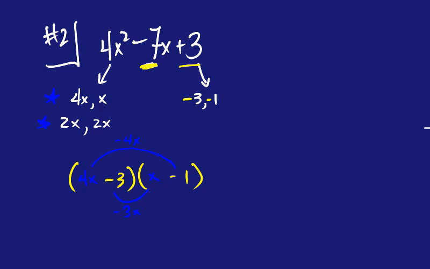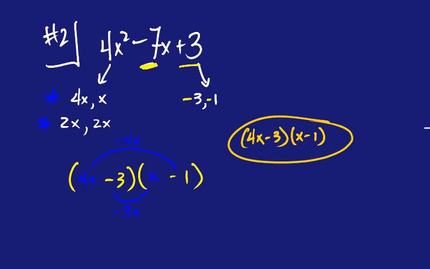Sometimes you'll get the right one, or sometimes you'll just have to keep trying and trying until you get the right one. And so the way we would write our answer, maybe not with all that mess in the way, we would just make sure that everybody knew that the answer was 4x minus 3 and x minus 1. And that's what we would go with. Okay, so I'm going to try one more, I suppose.